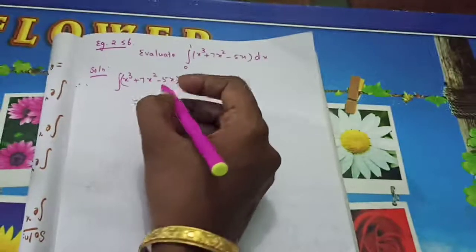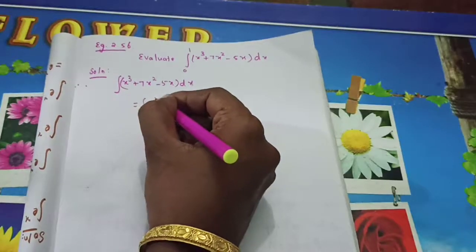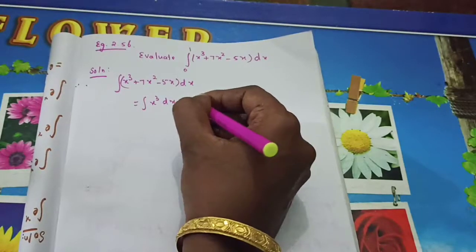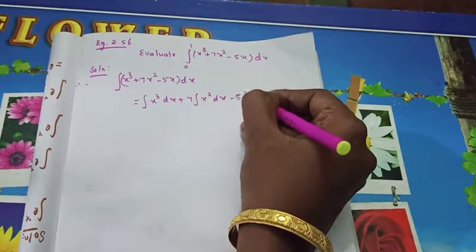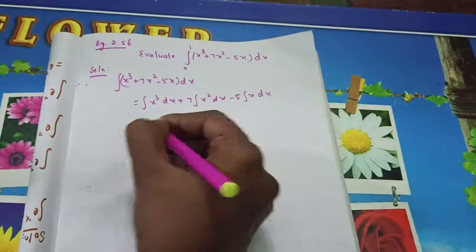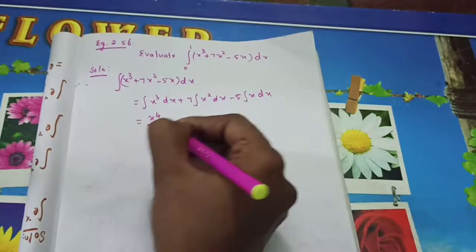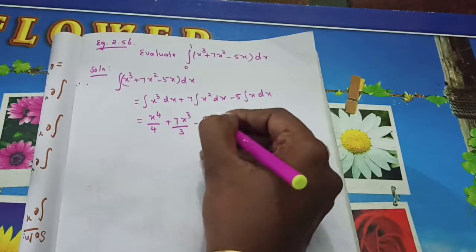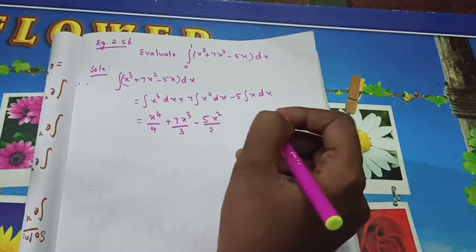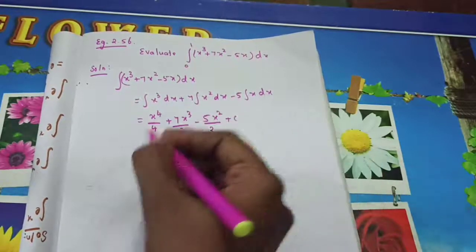So how will you integrate? We will split and integrate. Integral of x cube dx plus 7 into integral of x square dx minus 5 into integral of x dx. Integrated: x power 4 by 4 plus 7 into x cube by 3 minus 5 x square by 2. These are all things you know, is it right? Plus c. Now you can apply the limit.